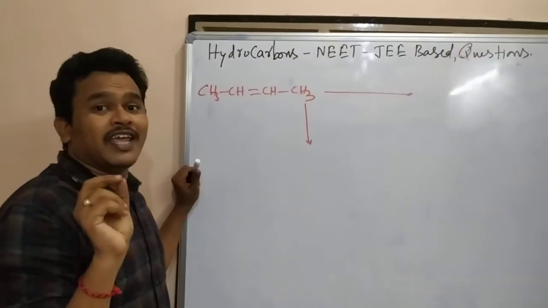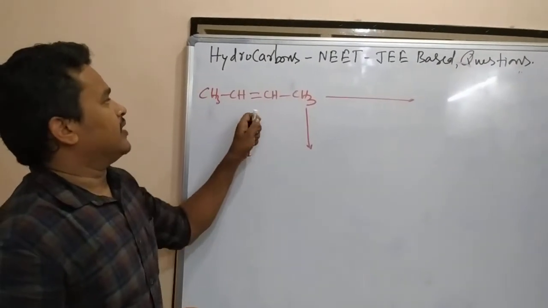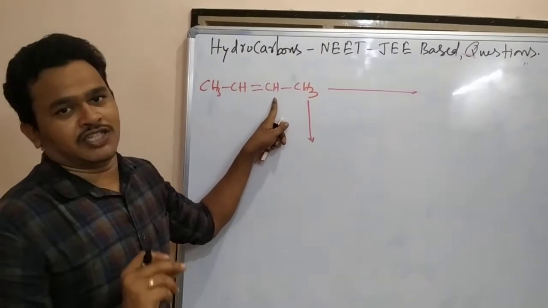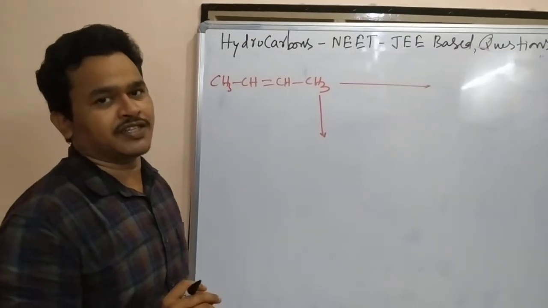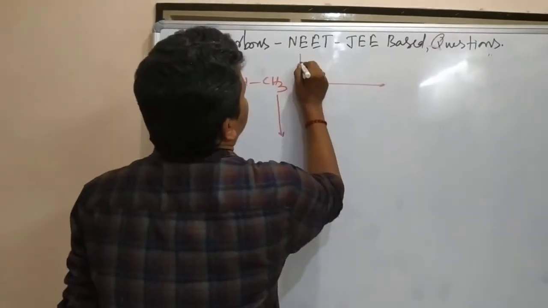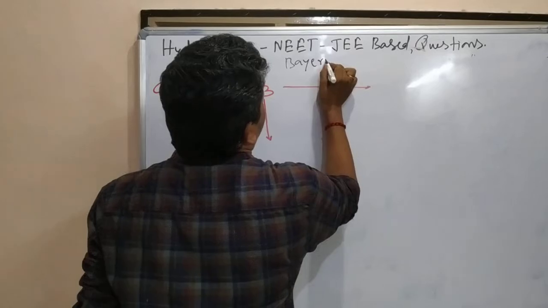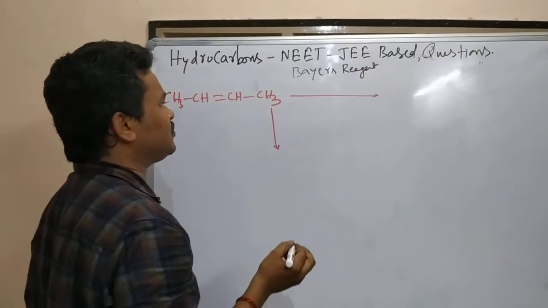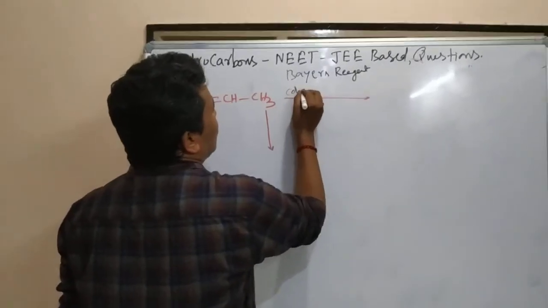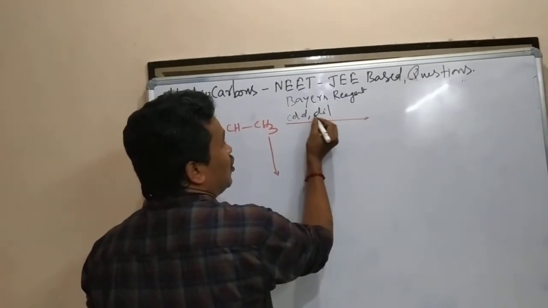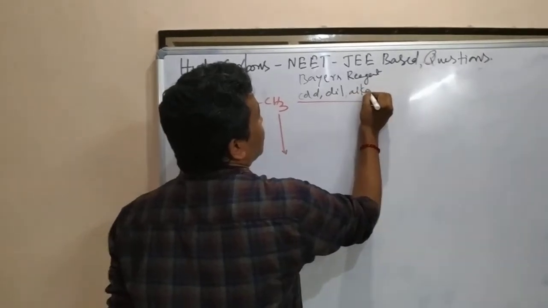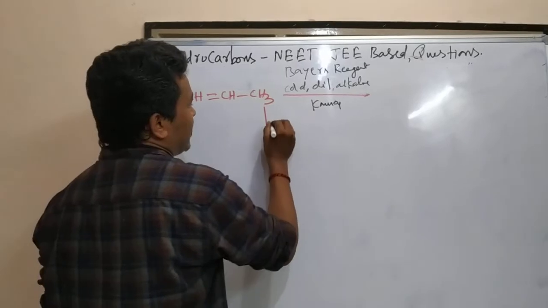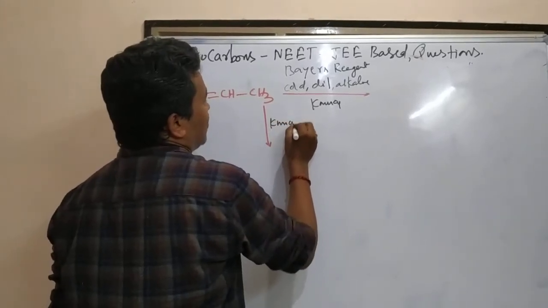Here, one more very important reaction: wherever an unsaturated alkane is given, I am talking about one reagent with a small difference. One is Bayer's reagent. What is Bayer's reagent? Cold dilute alkaline KMnO4. The other one is acidified KMnO4.